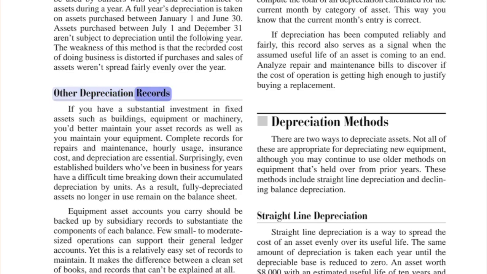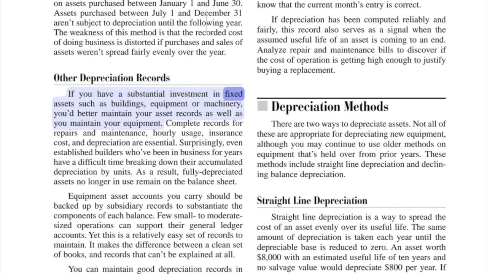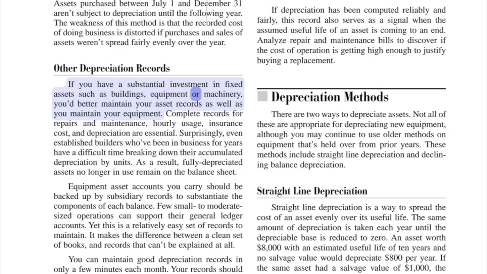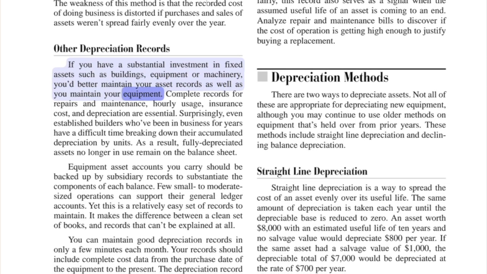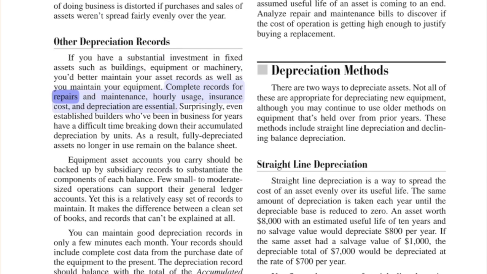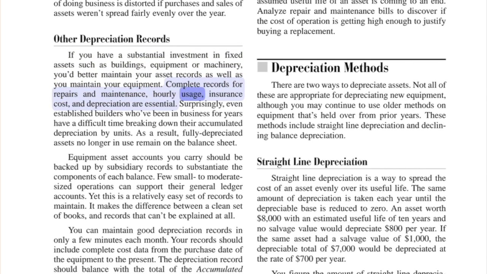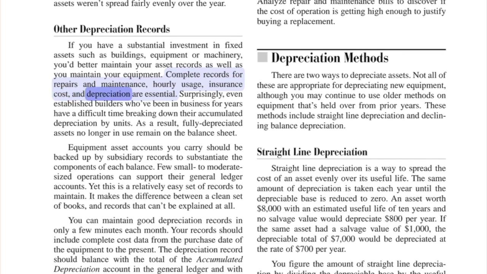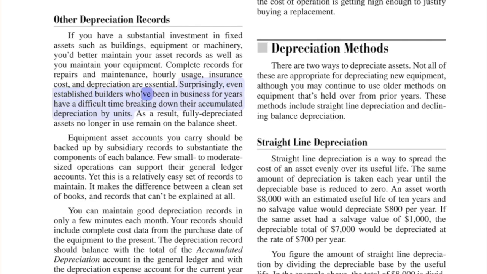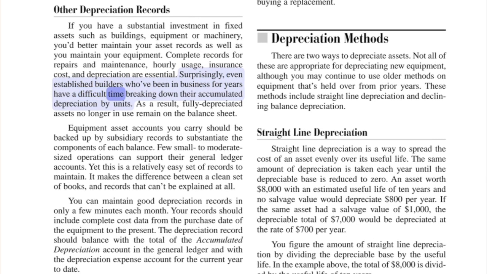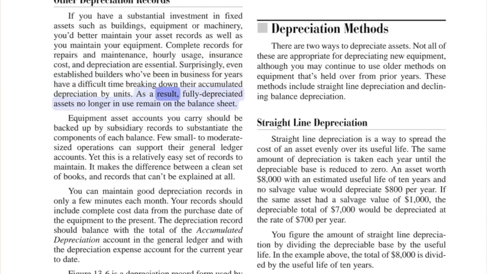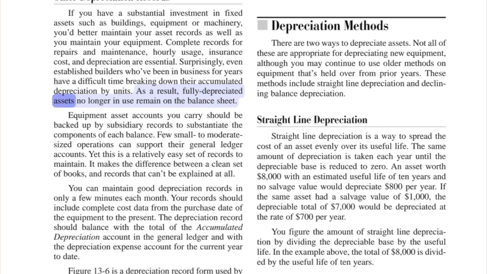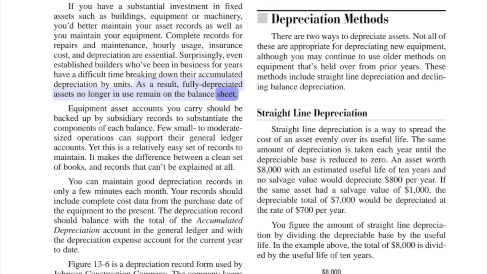Other depreciation records. If you have a substantial investment in fixed assets such as buildings, equipment, or machinery, you'd better maintain your asset records as well as you maintain your equipment. Complete records for repairs and maintenance, hourly usage, insurance cost, and depreciation are essential. Surprisingly, even established builders who've been in business for years have a difficult time breaking down their accumulated depreciation by units. As a result, fully depreciated assets no longer in use remain on the balance sheet.